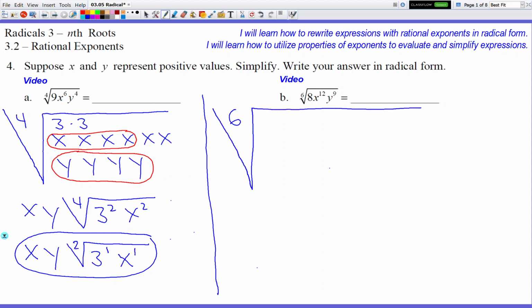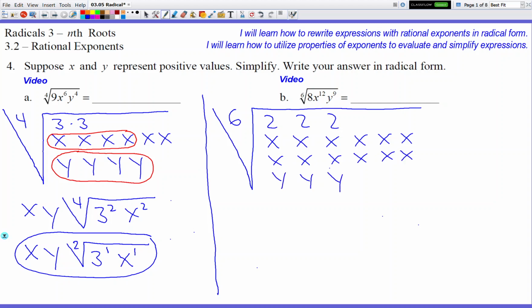So break apart the 8, and that is 2 times 2 times 2. Break apart the x's. Wow, that's a lot of x's. 2, 3, 4, 5, 6, 7, 8, 9, 10, 11, 12. And 9 y's. Wow, 2, 3, 4, 5, 6, 7, 8, 9.